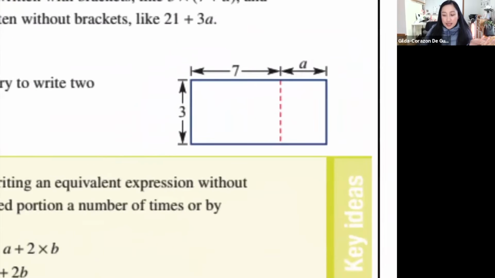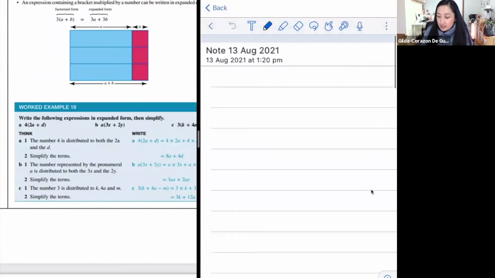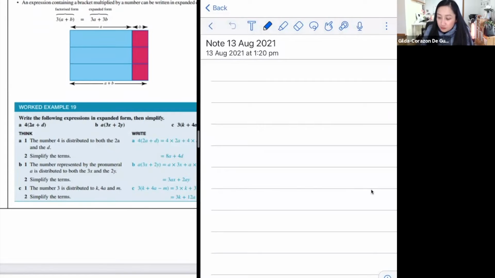You could also say, well, I can also simply cut that rectangle into two different areas and say I can have 7 times 3, right? Because that's the horizontal length and the vertical length of the first rectangle, and then add the result to the area of the second rectangle, which is a times 3, which is 3a. If we apply, we say we've got 4 multiplied by 2a plus d.